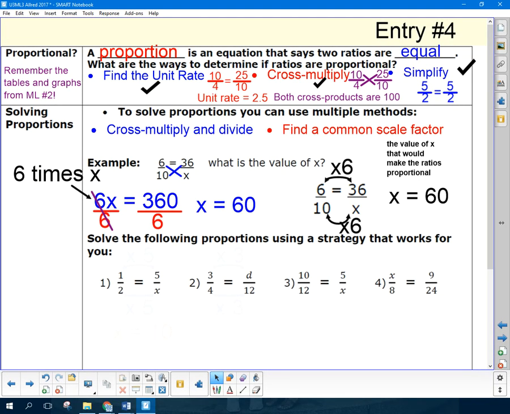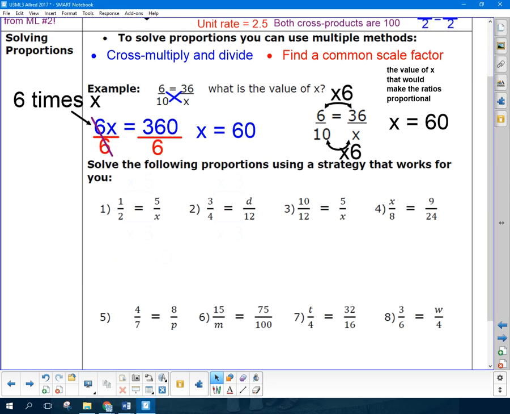A lot of you might be more comfortable finding a common scale factor, doing it that way. Just know that there won't always be a common scale factor when you're solving proportions. So Mr. Allred might have to show you a way that you can do it without that later.